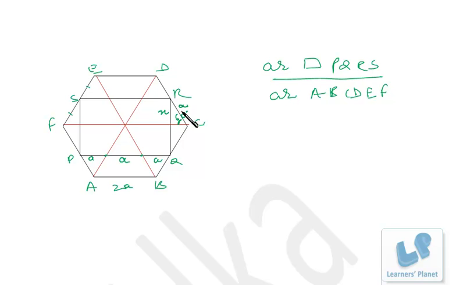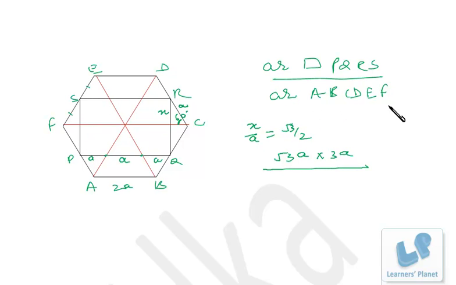The relation of this and this is given by sine theta, that is perpendicular by hypotenuse. So x by a is sine 60 degrees, and sine 60 degrees is √3/2. So x by a is root 3 by 2, right? So this length is root 3 by 2 a. That means the complete width will be 2 times root 3 by 2 a, so we can say root 3 a. So this length is root 3 a and this length is 3a. So this is the area of this rectangle.